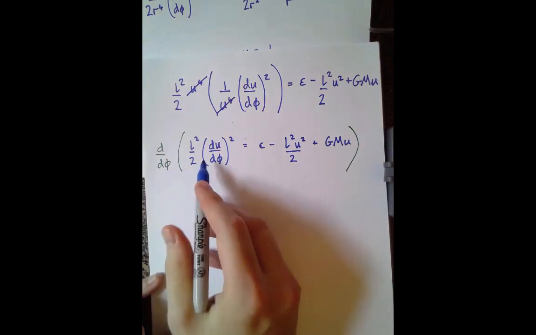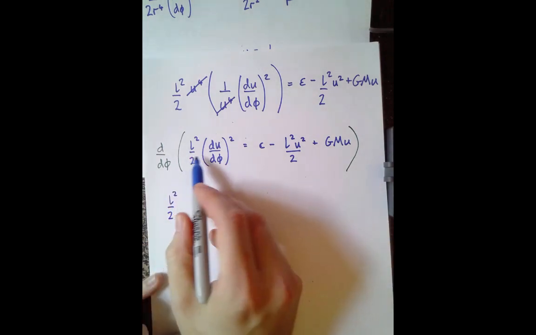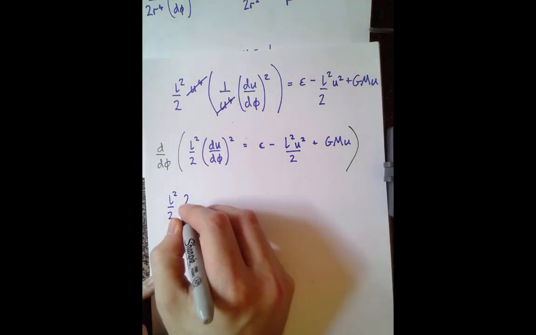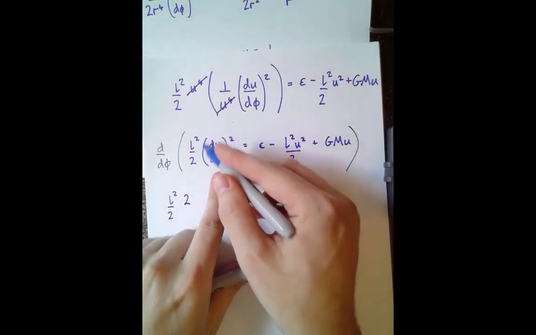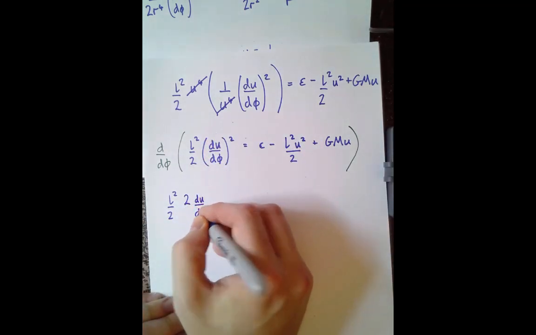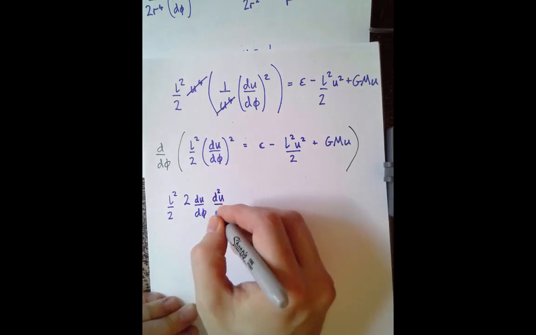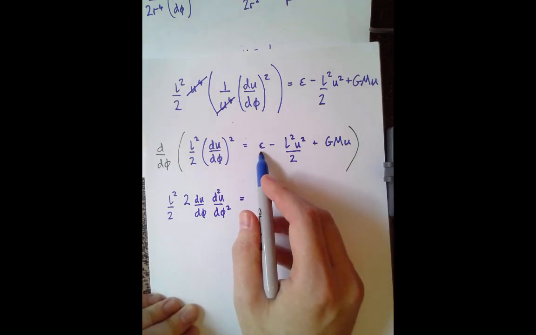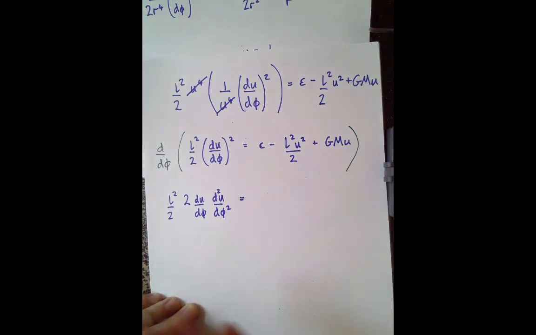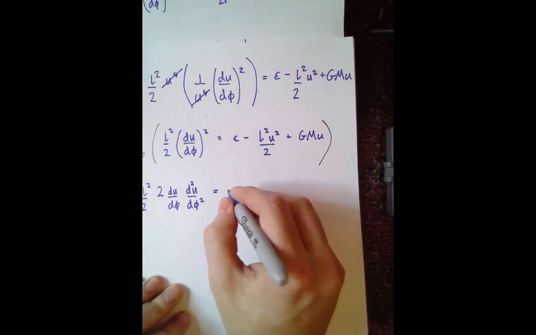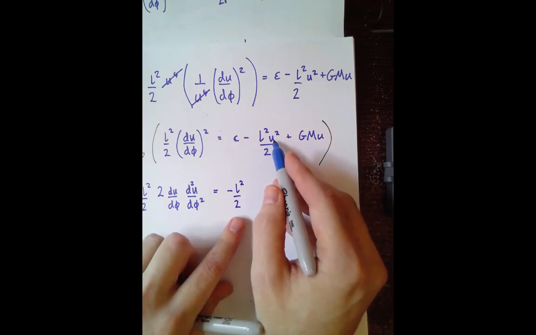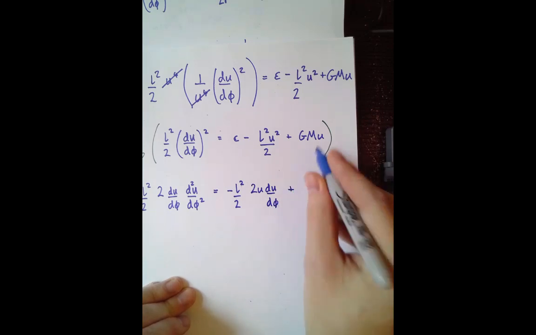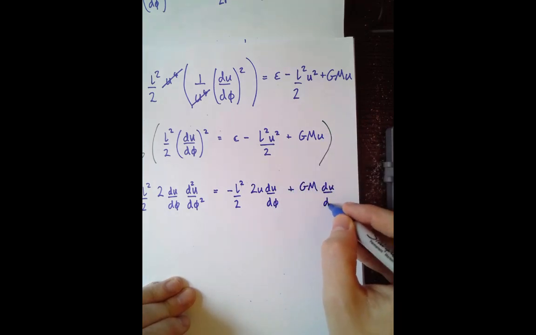Okay. So L squared over 2 is constant. du by d phi squared, if we differentiate that with respect to phi, we get twice what is in the parenthesis, which is du by d phi, times the derivative of du by d phi, which is d2u by d phi squared. Epsilon is a constant, it's the total energy, so conservation of energy means that the differential of this is 0. So we get rid of that. U squared, so we've got minus L squared over 2. U squared differentiated with respect to phi is 2u du by d phi. And u differentiated with respect to phi is du by d phi.